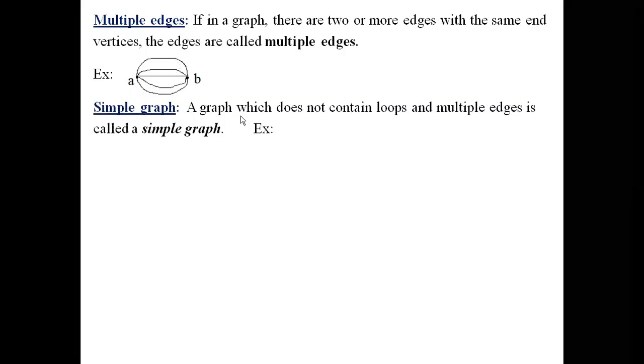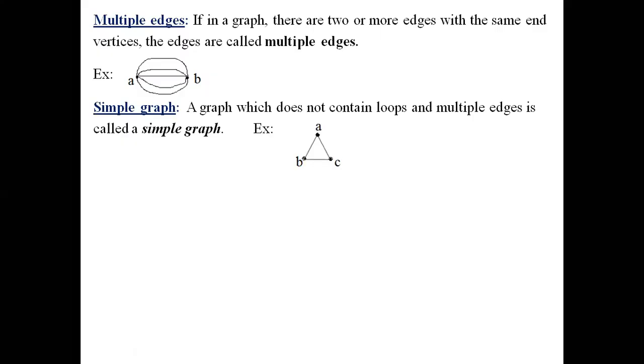Simple graph. A graph which does not contain loops and multiple edges is called a simple graph. So a graph which does not contain any loops or any multiple edges is called a simple graph. I have taken up an example of 3 edges and 3 vertices A, B, C here, which is a simple graph without any loops and multiple edges.